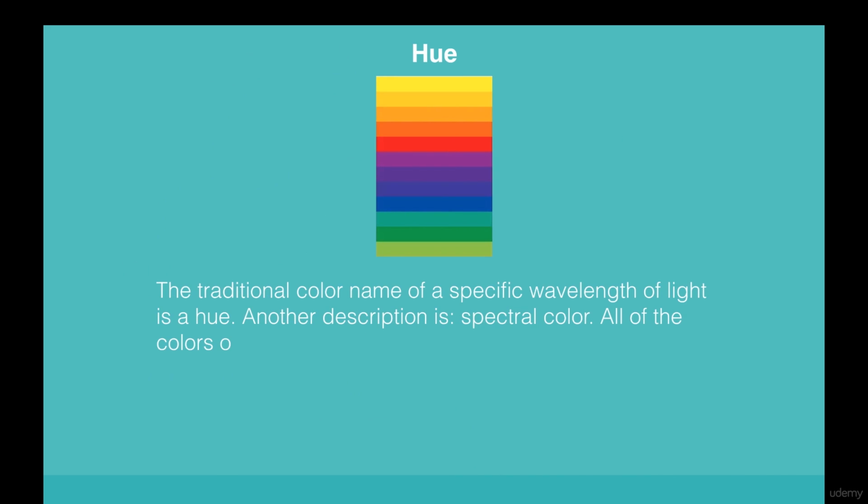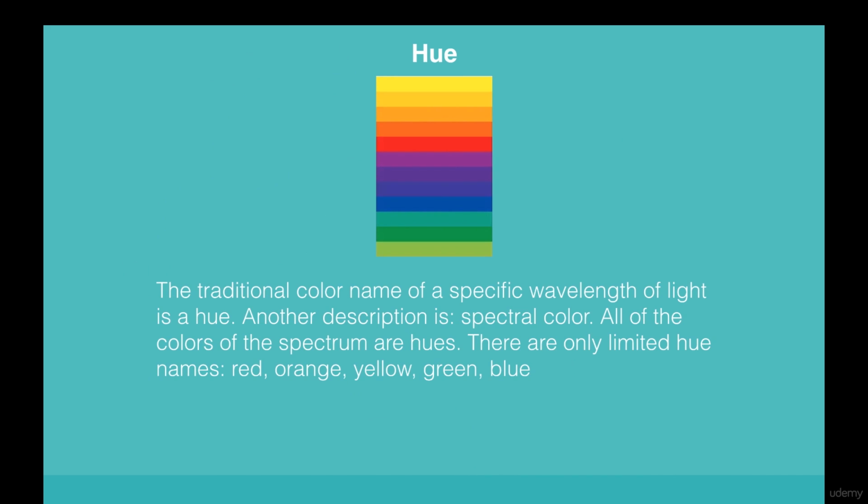Another description is spectral color. All of the colors of the spectrum are hues. These are only limited hue names: red, orange, yellow, green, blue, and violet. Magenta and cyan are also hues.